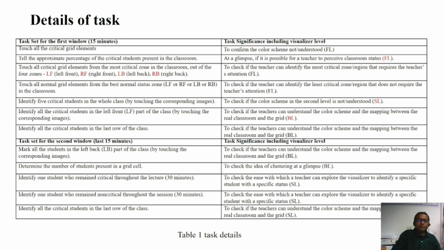These 12 tasks are proposed based on the visualization scheme for the first level as well as the second level, testing both level visualization interfaces, and also identifying the student in a particular zone. We have divided the classroom into 4 zones: LF indicates the left front of the classroom, RF indicates the right front, LB the left back, and RB the right back.